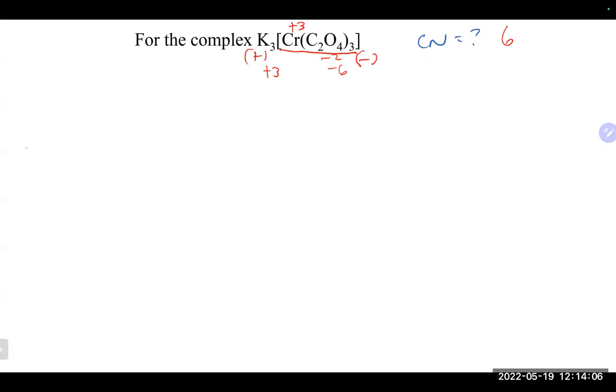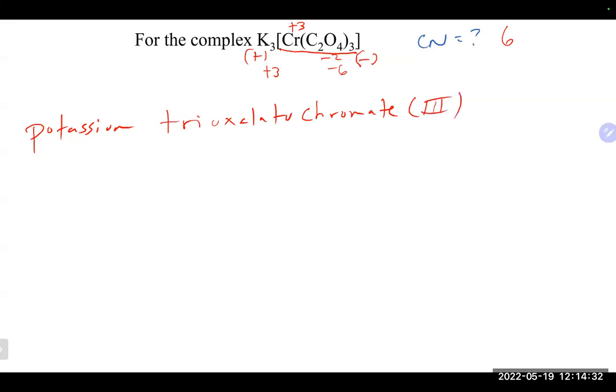So we'll start with the counter ion, which is simply just going to be potassium. We will go with our ligand, which in this case is just the oxalate, and there's 3 of them. So this is trioxalato. And here we're going to go with chromate, as it is a negative, and Roman numeral III in that case. Yes. Any questions on that one?